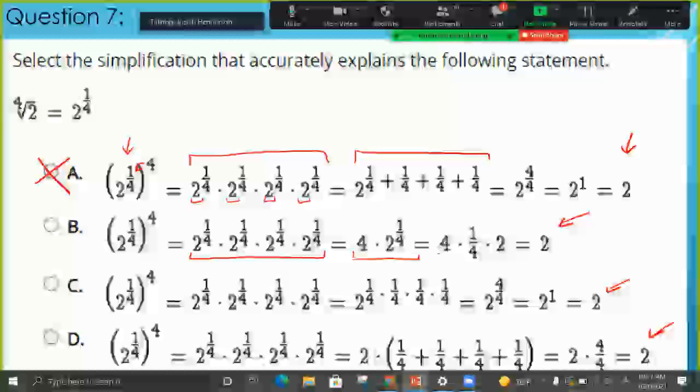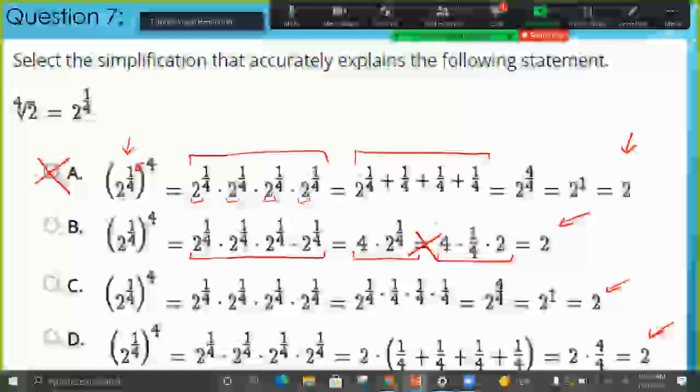So it looks like right here is where a mistake is made. Then they go from 4 times 2 to the 1/4 all of a sudden to 4 times 1/4 times 2. This is not true. So they were good, and then they were good, and then they just made up some weird stuff with that exponent being multiplied to everything all of a sudden. Not true. So basically, this is inaccurate because of that step right there. I don't think I'm going to go through all the rest.